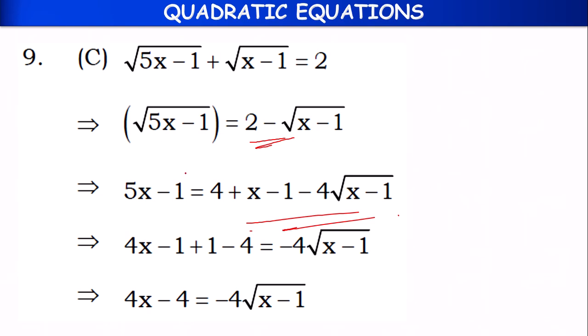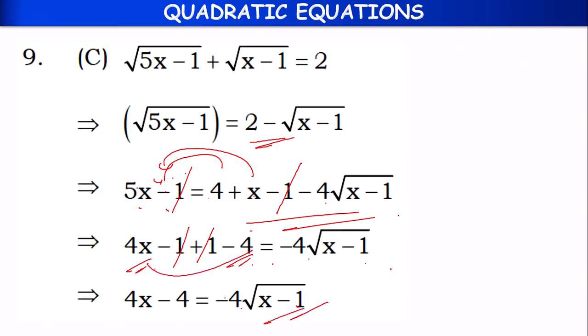So now both sides we have minus 1 and minus 1. Equal values on both sides get cancelled. So here we have 5x. If this x comes to this side, 5x minus x, 4x. This one we have already cancelled. We have plus 4. If it comes towards the left hand side, it will become minus 4. We have 4x minus 4 equal to minus 4 into root of x minus 1.